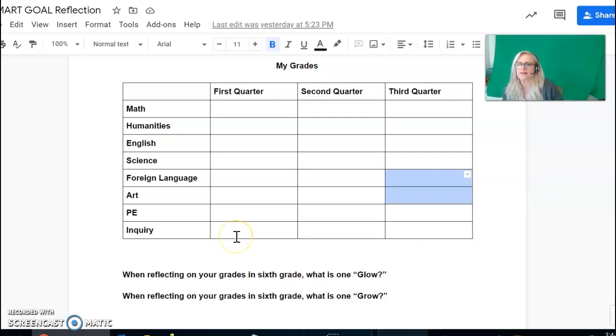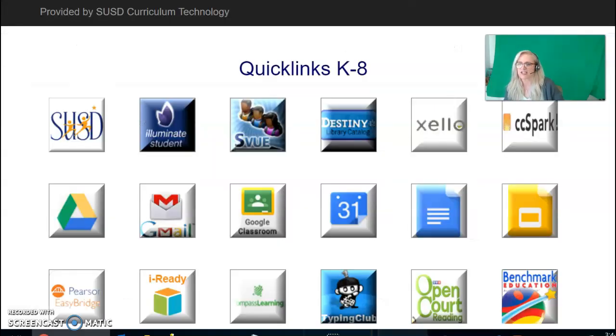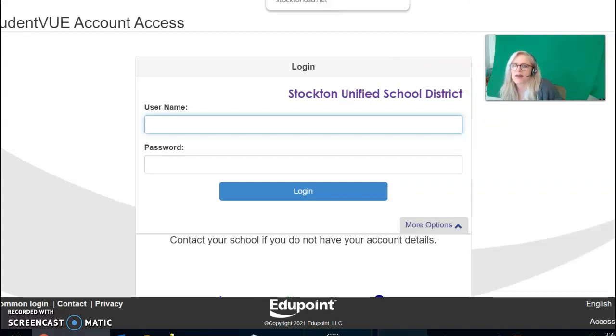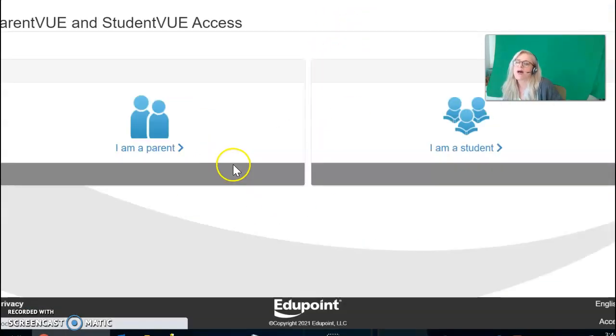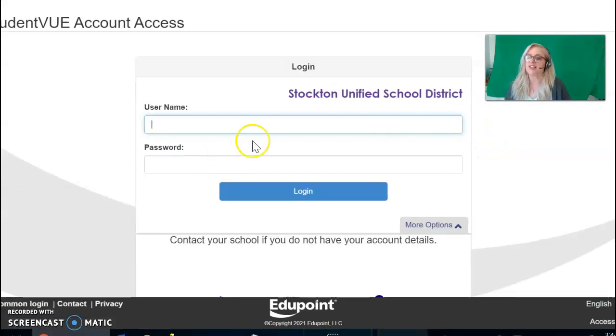When you're done with that, actually, let's go through how to do that. So to find your grades, you are going to go to the quick links section, the K-8 quick links for Stockton Unified. You are going to click on student view and this will not pop up. Let's come back here. And this will pop up. Then you click that you are a student and you use your username and password. I cannot go farther than this because if I put someone's username and password in, their grades come up. But once you've logged in, on the left side, you'll see report card. If you click on report card, your grades will come up for your current third quarter grades, and then you can go back and look at your first and second quarter grades.